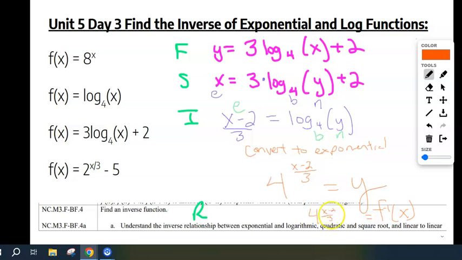If you ever think it looks kind of weird and you don't trust it, put the original in Desmos and put your inverse in Desmos and see if they look like inverses. See if the coordinates are flipping.